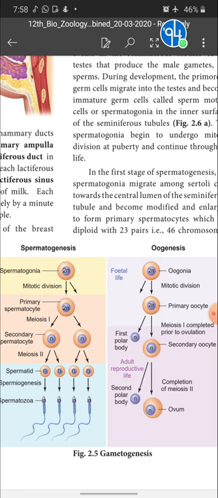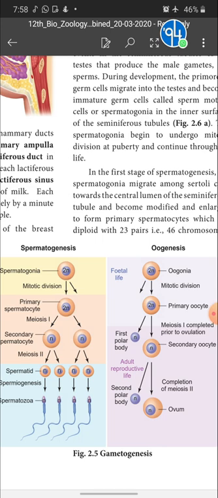Okay, leave it. And next one. See here, in spermatogenesis, the secondary spermatocytes undergo meiosis 2 and produce 4 spermatids, and the 4 spermatids develop into 4 spermatozoa, that is sperm. But in oogenesis, only 1 secondary oocyte undergoes meiotic cell division and produces only 1 ovum and another one is the second polar body.